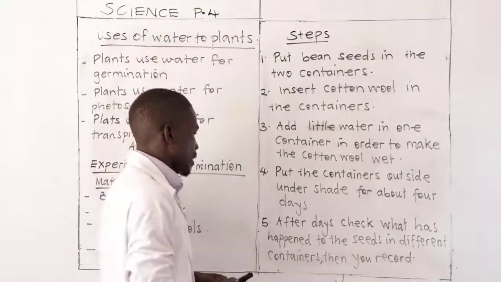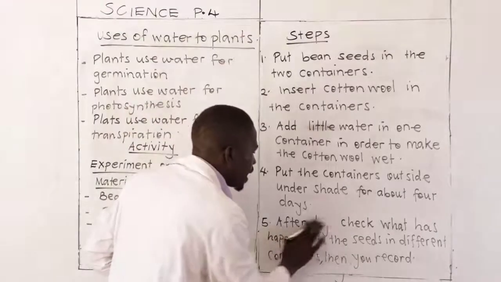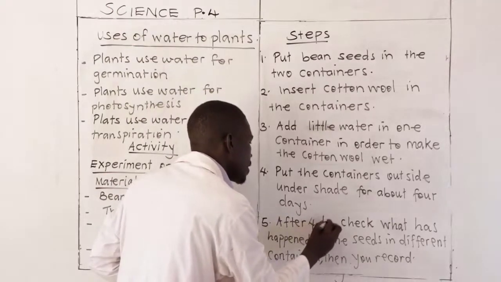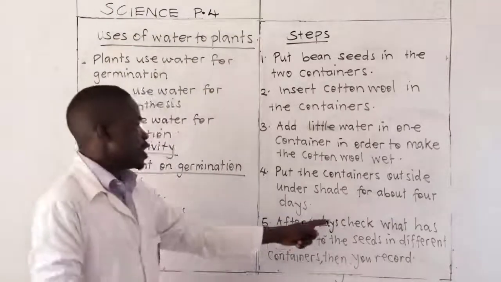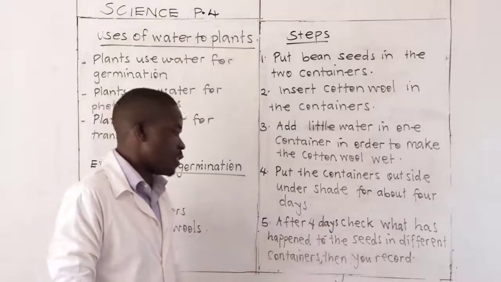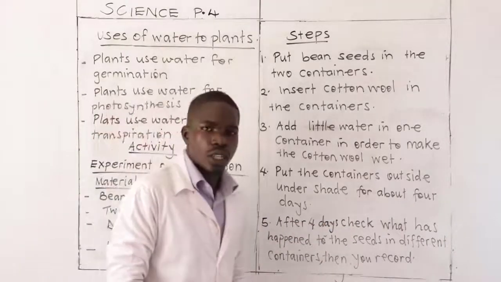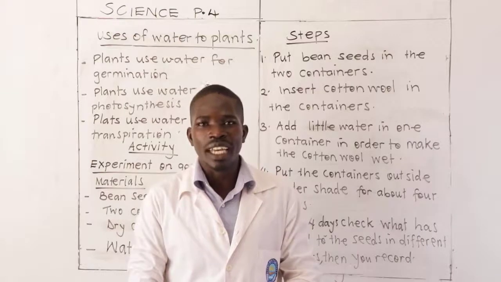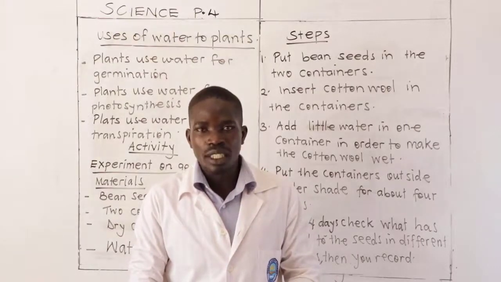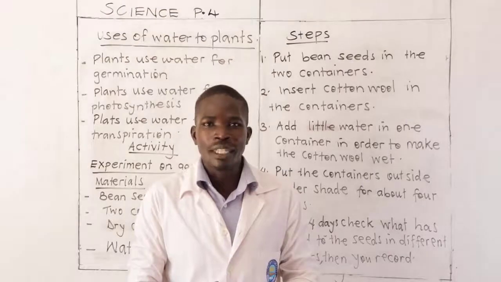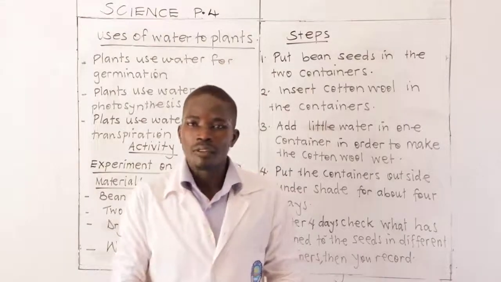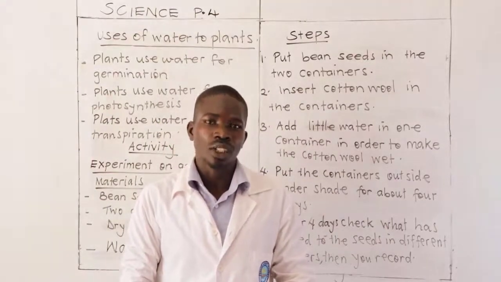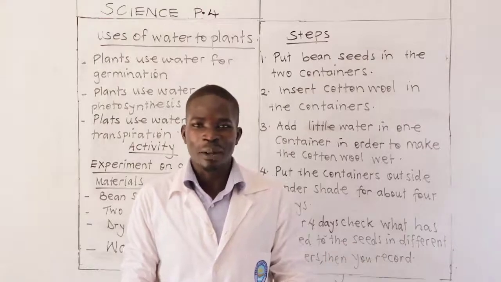After 4 days, check what has happened to the seeds in the different containers. Then you record. You check in the container where you added water, and in the other container where you never added water. Then after checking, you will prove by yourself that water is used by plants during the process of germination. Take the recordings separately.